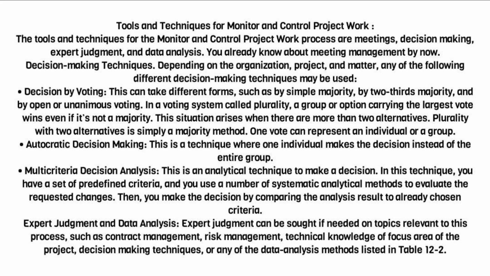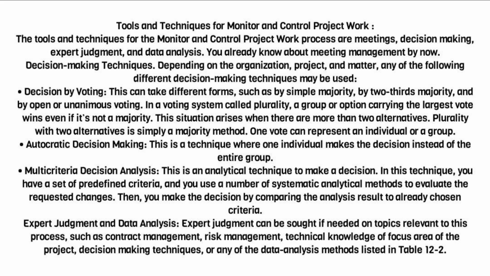Decision by voting. This can take different forms, such as by simple majority, by two-thirds majority, and by open or unanimous voting. In a voting system called plurality, a group or option carrying the largest vote wins even if it's not a majority. This situation arises when there are more than two alternatives. Plurality with two alternatives is simply a majority method. One vote can represent an individual or a group.